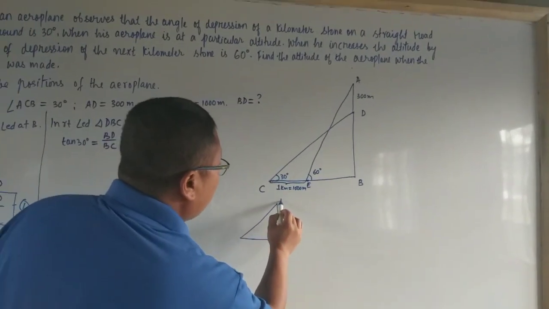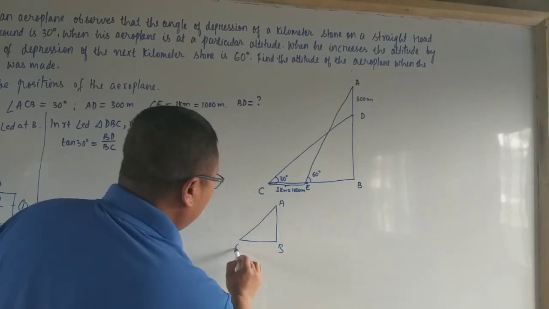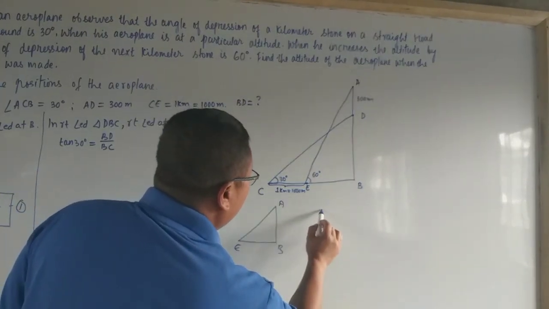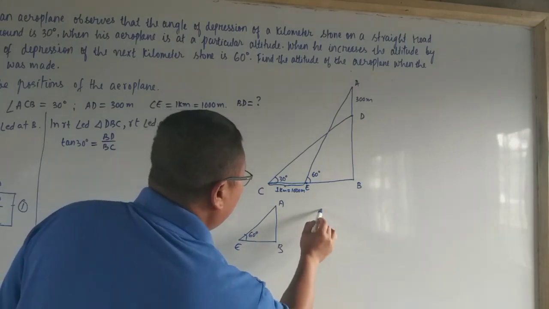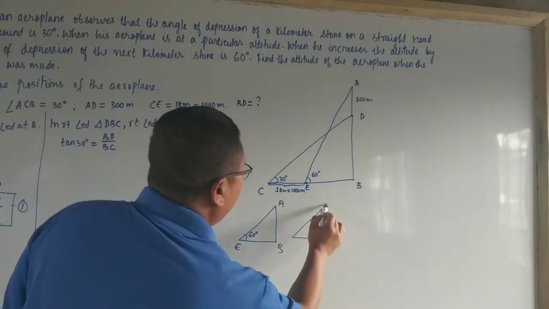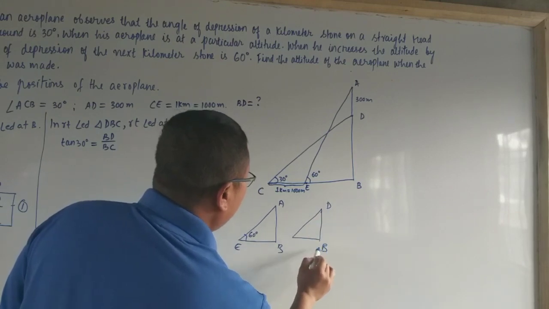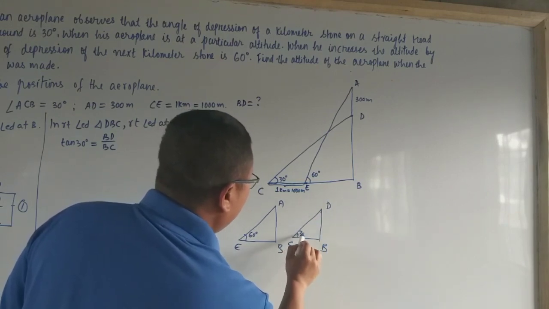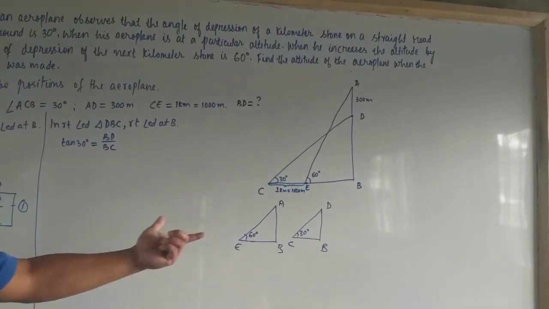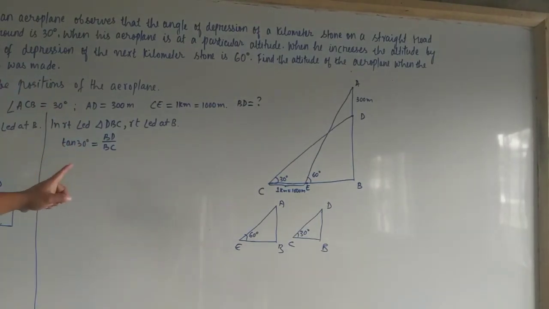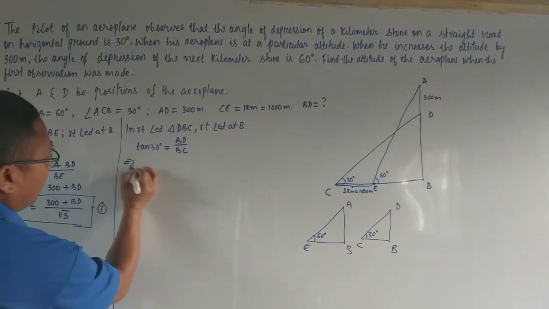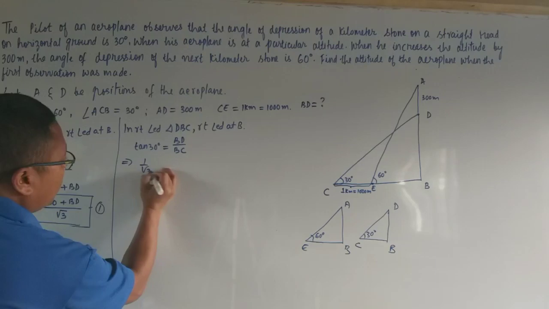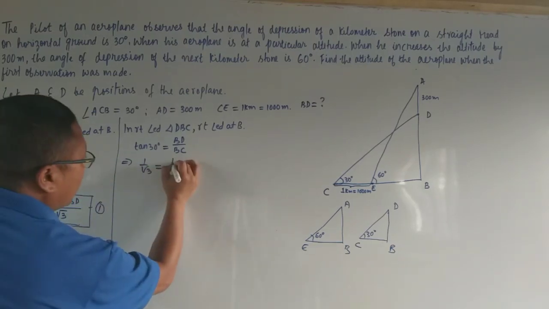So assume that this is A, B, E. Then again, here the angle is 60 degree, and just separate the figure D, B, C. This is 30 degree. So when you separate the figure, taking the side, you won't make a mistake in taking the sides. So tan 30 degree. So what is the value of tan 30 degree? Tan 30 degree is 1 by √3 equal to BD.